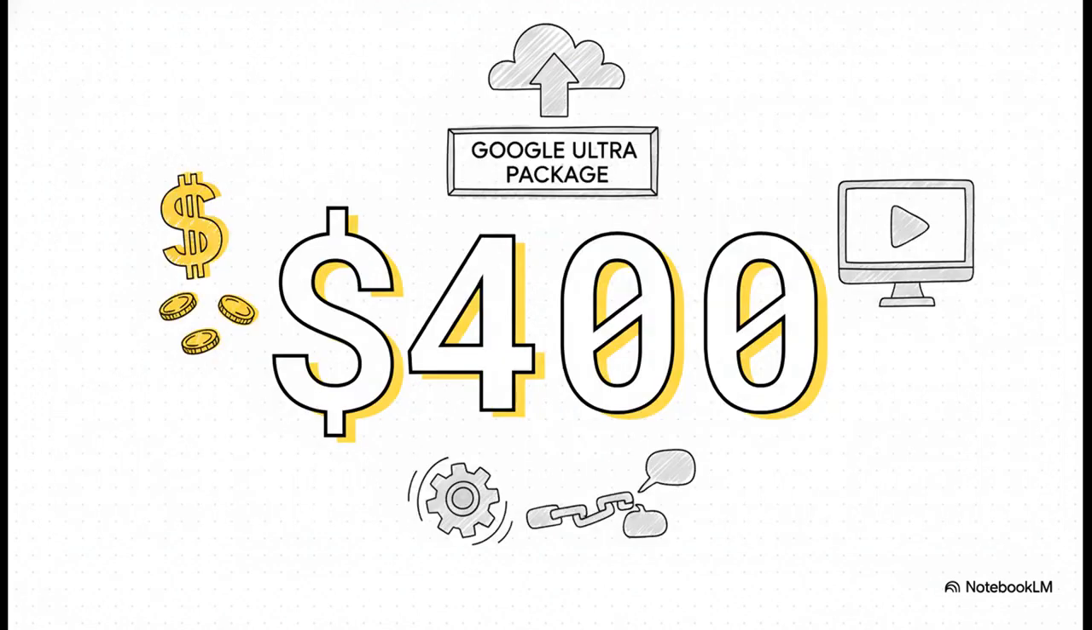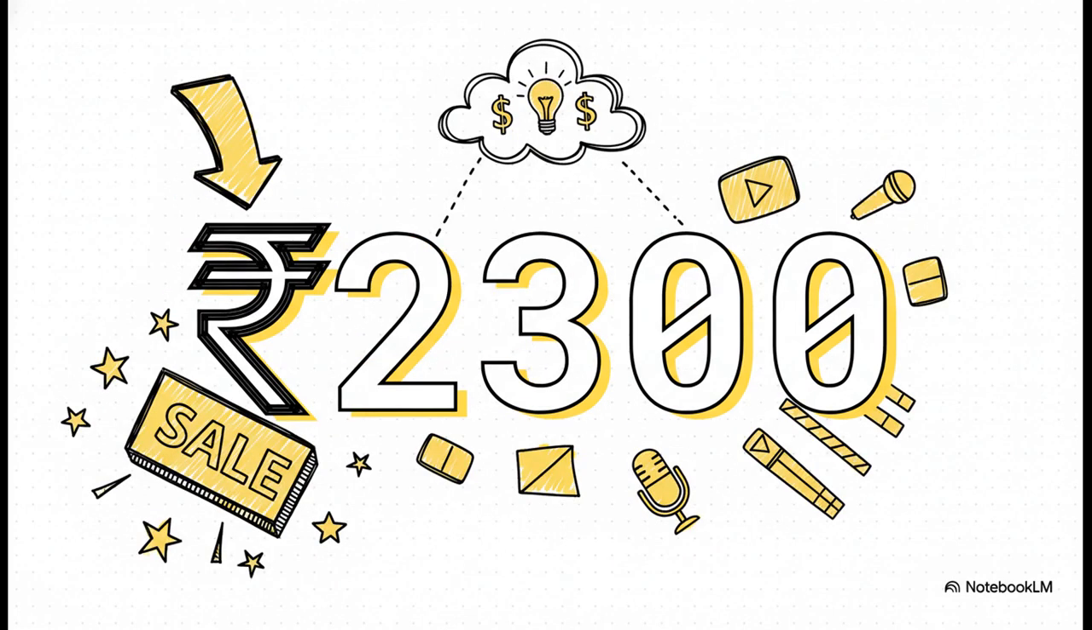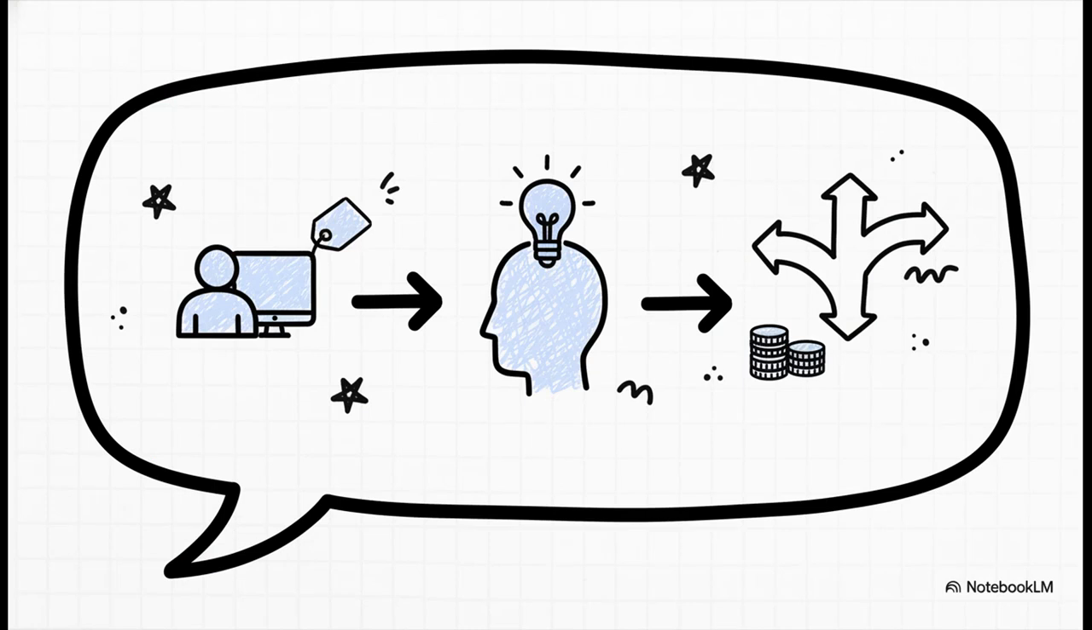So what's the official sticker price for all this power? According to the source, this Google Ultra package is listed at $400, so that gives us a baseline for what this is supposed to be worth. But then, the creator reveals their own special offer. They say they can provide access to that very same package for 2,300 Indian rupees. And this is the point where the informational video really pivots and becomes a sales pitch, offering what looks like a massive discount.